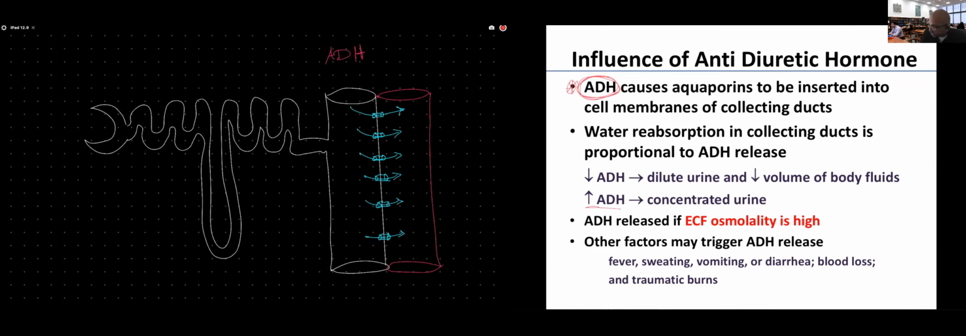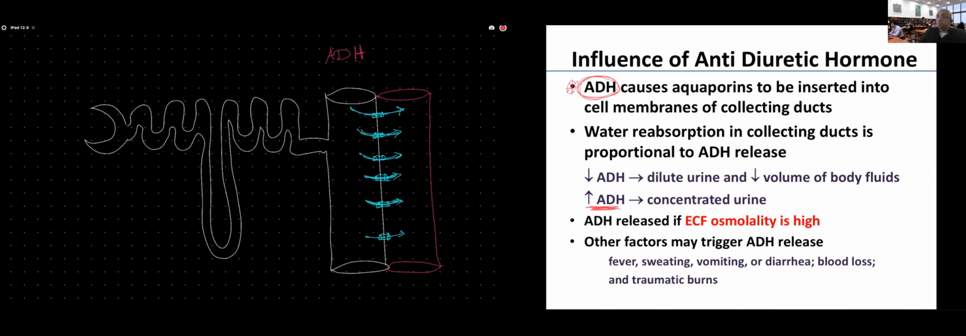I have an increase in the release of ADH. Why do I have an increase in the release of ADH? Because I want to retain as much water as I can, to not have a major drop in my blood volume, and to not have a major increase in the plasma osmolality.